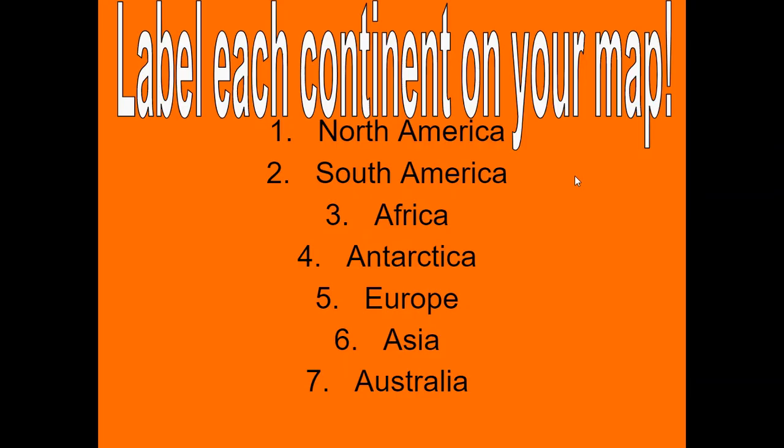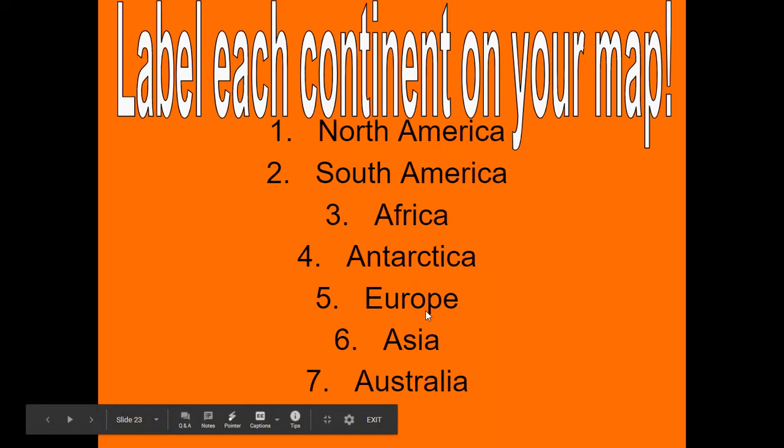Okay, so now we're going to talk about the countries or the world maps and the different continents. These are things that you should already know, but in case you don't know, we're going to look at them. We have 7 different continents. We have North America, South America, Africa, Antarctica, Europe, Asia, and Australia.